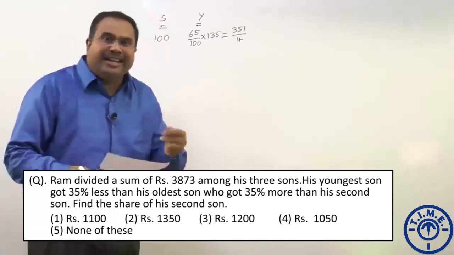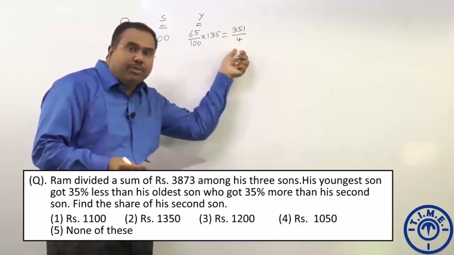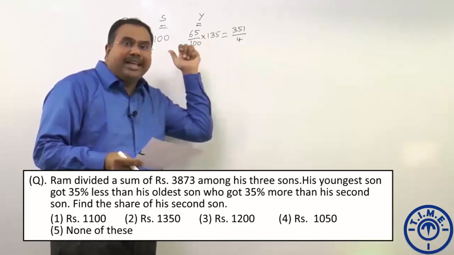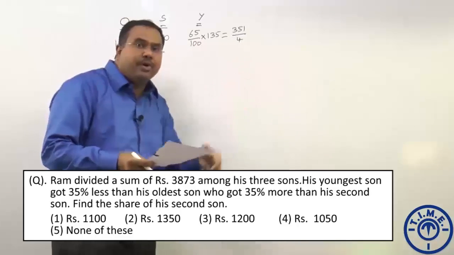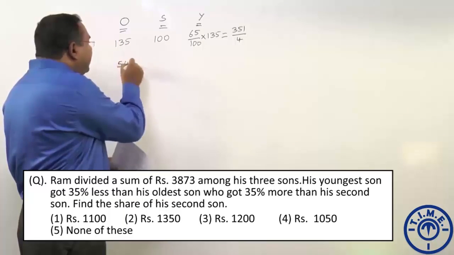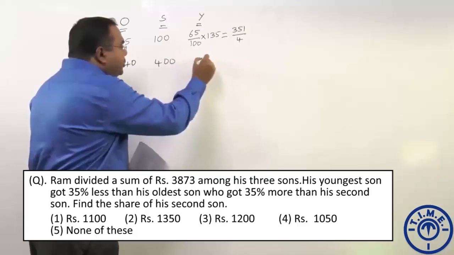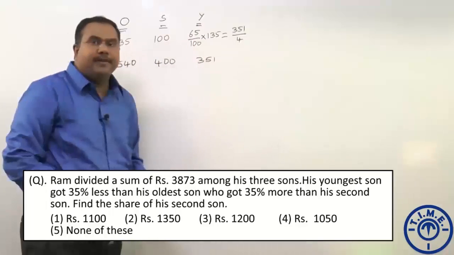Now, it is better to avoid fractions. So, to remove this 4, we need to multiply each of these terms by 4. Here, 135 into 4 is 540. This will be 400. The 4 will get cancelled. Share of the youngest son is 351.